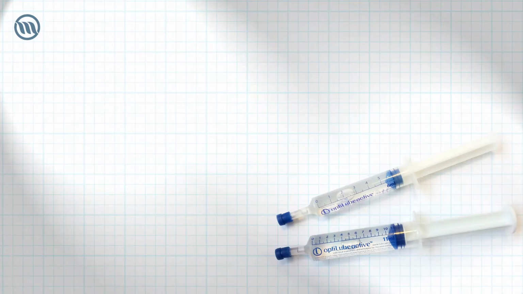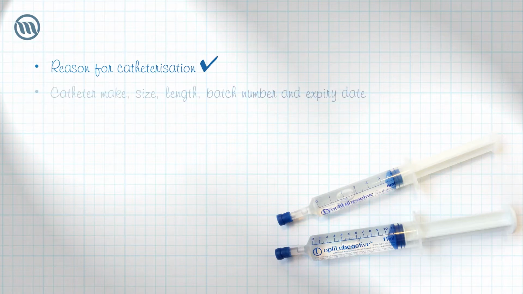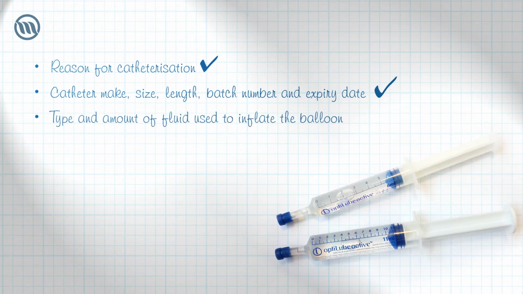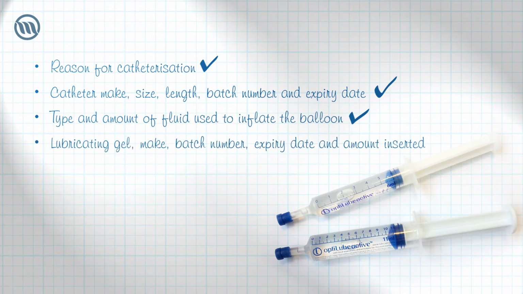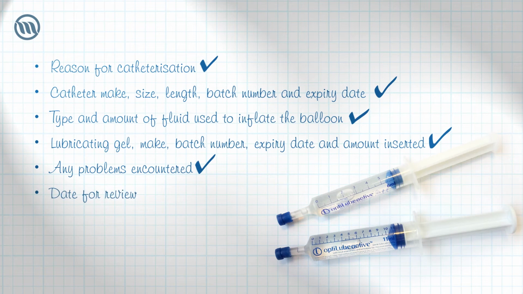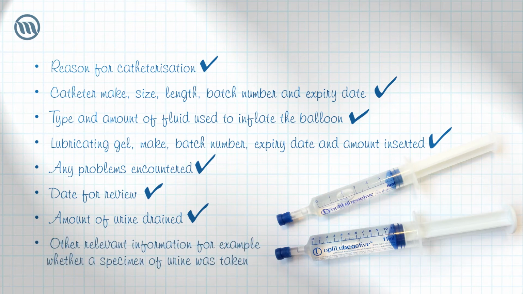Ensure the following are documented in the notes: the reason for catheterization, the details of the catheter including the make, size, length, batch number and expiry date, along with the type and amount of fluid used to inflate the balloon, including batch number and expiry date of fluid if required, the batch number and expiry date of the lubricating gel and the amount inserted, any problems during the catheterization process, the date when the catheter should be reviewed, along with the amount of urine which drained from the bladder, and any other relevant information, for example, whether a specimen of urine was taken.